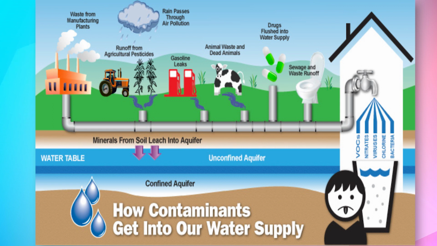The main contamination of the water supply comes from the waste from manufacturing plants, rain coming through air pollution, that is acid rain, runoff from agricultural pesticides, gasoline leaks, animal waste and dead animals, drugs flushed into the water supply, and sewage and waste runoff. These are the main sources which contaminate the water supplies, because they enter into the aquifers, and from the aquifers they come into contact with the water table, resulting in contamination of the water supply.